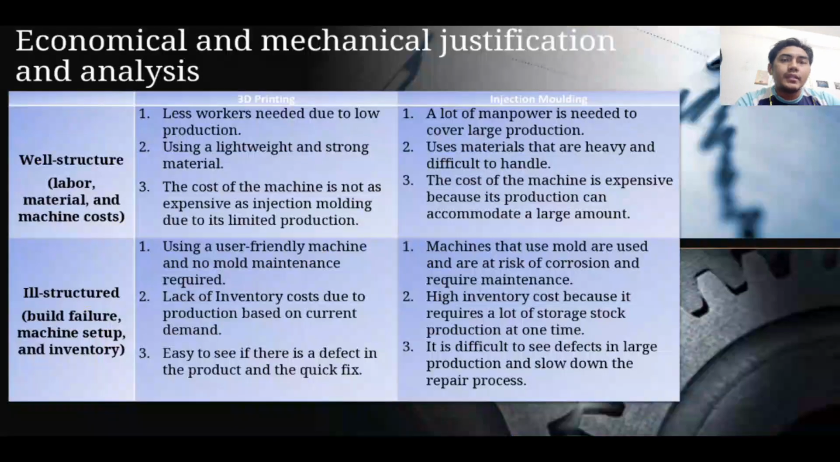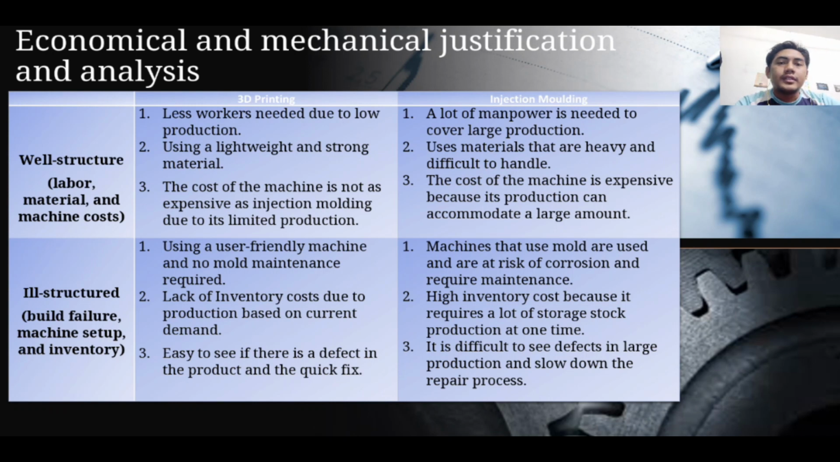compared to the old design. The economical and mechanical justification and analysis: we compare these two processes, which are 3D printing and injection molding. For the weld structure, fewer workers are needed for 3D printing, and they use lightweight material, and the cost of the machine is not as expensive as injection molding. For injection molding, a lot of manpower is needed. Materials used are heavy and the cost of the machine is expensive.